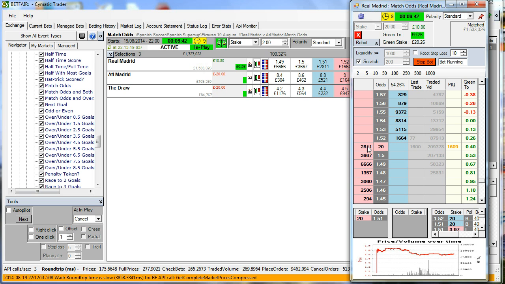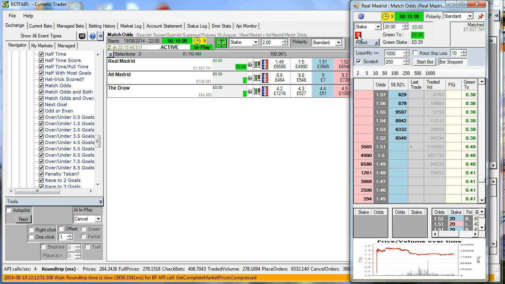The back's been matched. There's still £1,600, so we're not scratching yet. We'll scratch if there's only 200 there. We're in a good queue position on the lay, and it looks like we're going to make another profit, which we have. So I've stopped the robot. It's in the process of sending some bets. I'll just cancel those once they're live.